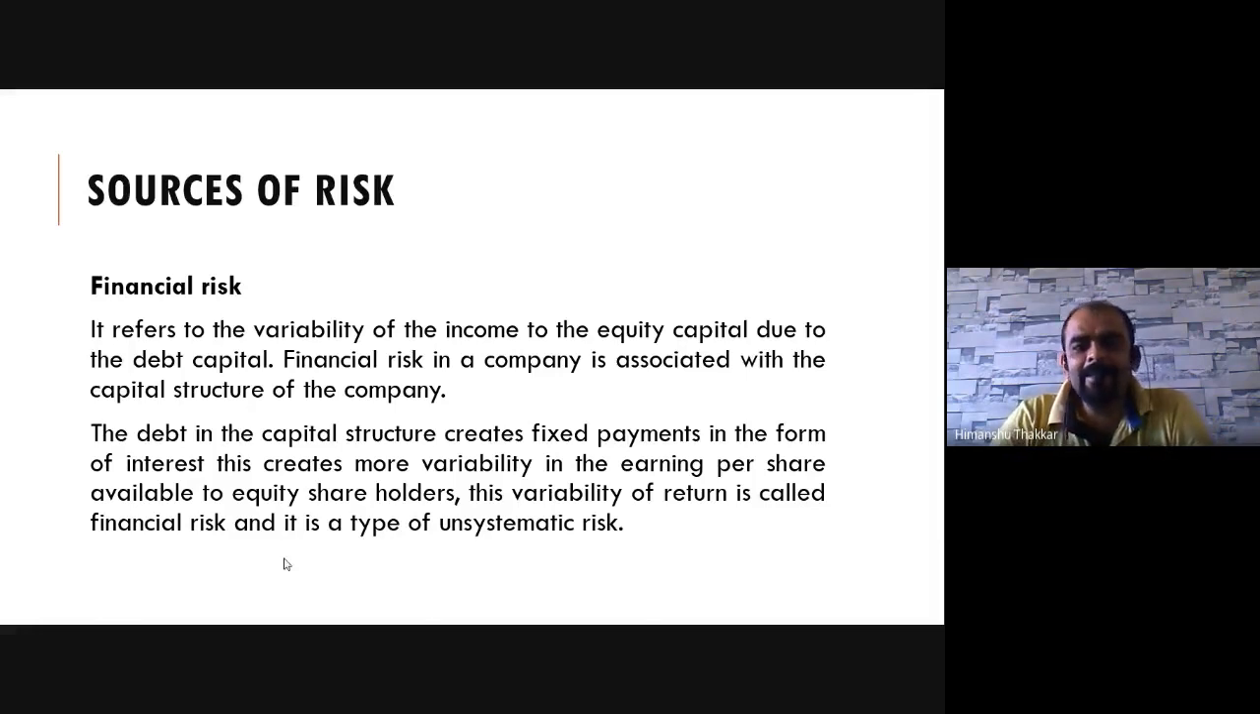The debt in the capital structure creates fixed payments in the form of interest. This creates more variability in the earnings per share available to equity shareholders. This variability of return is called financial risk, and it is a type of unsystematic risk. It is basically controlled by the company's capital structure. So that's why it becomes the unsystematic risk.